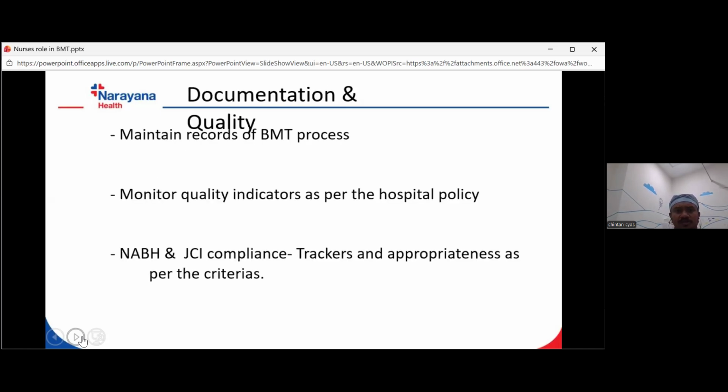And documentation and quality of the process will be maintained. Maintain records of the BMT process, especially dates like the BMT entry date and stem cell transfusion date, which must be collected and recorded. Monitor quality indicators as per hospital policy, like central line infections and such indicators. And then JCI compliance, structures and appropriateness as per the criteria. It's the nurse's responsibility to maintain data compliance as per hospital policy.